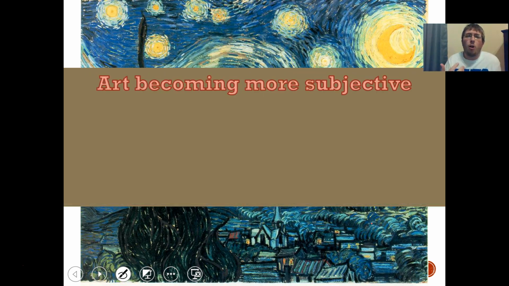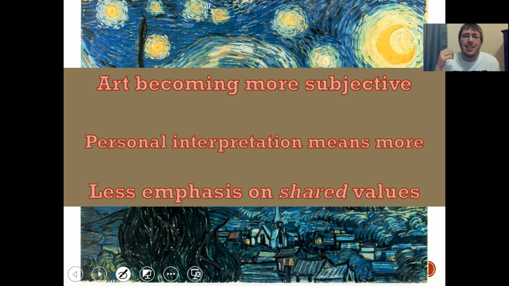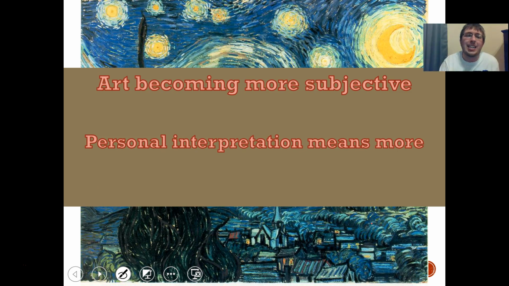So art is becoming more subjective. You see what you see, and it's up to everyone else to figure out what you're seeing and what your interpretation is. Personal interpretation means more. We've already talked about that. And then there's less emphasis on shared values, in that not everybody sees night like this. So we're not going to share that objective view of what night is. Now everyone's going to see that differently.